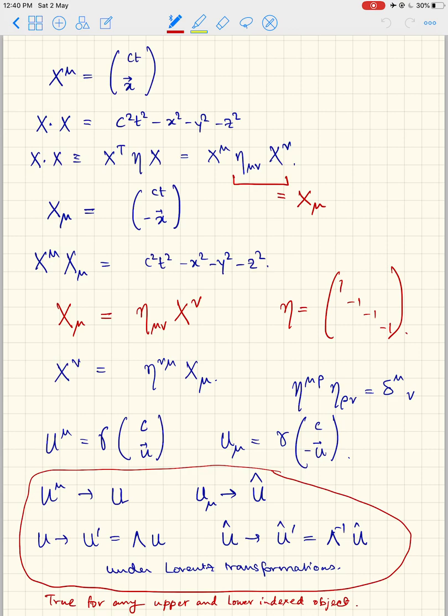So x mu, we had written a 4 vector x mu, and these mu took values 0, 1, 2, 3. And mu equal to 0 was ct, and then it was x and y and z. So x mu 0 was ct, x mu 1 was x, x mu 2 was y, x mu 3 was z. So we had built the notion of x dot x, and this was given by this formula.